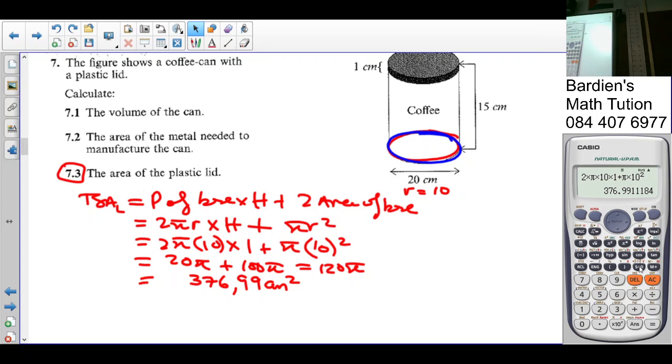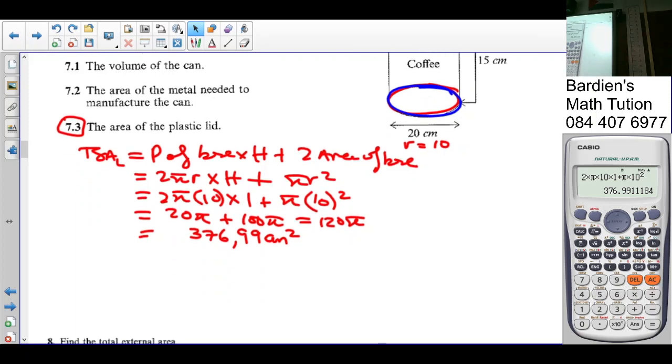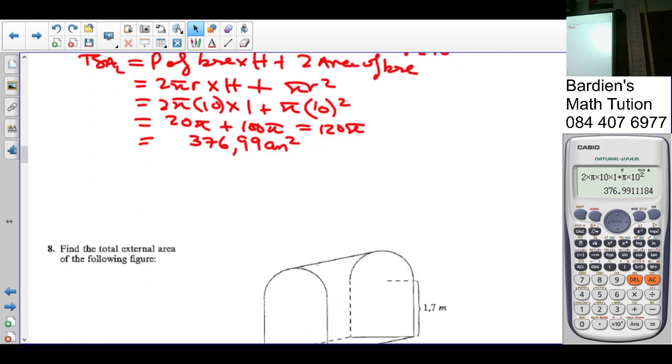Okay, any confusion here, people? Any confusion? No. Right, let's look at the next one.